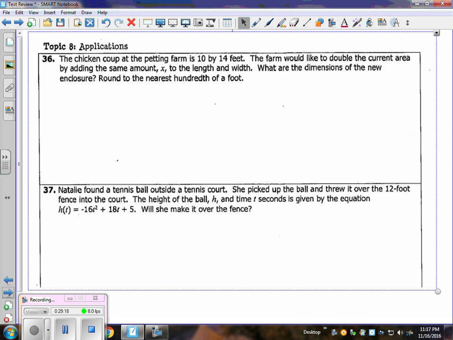All right, the chicken coop at the petting farm is 10 by 14 feet. The farm would like to double the current area by adding the same amount x to the length and width. What are the dimensions of the new enclosure? Round to the nearest hundredth of a foot.